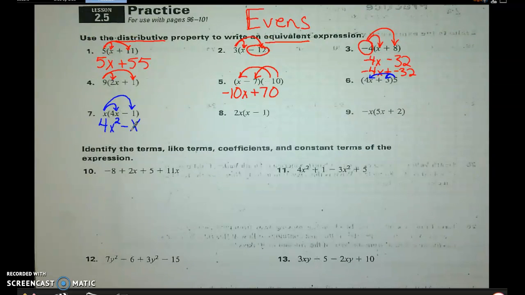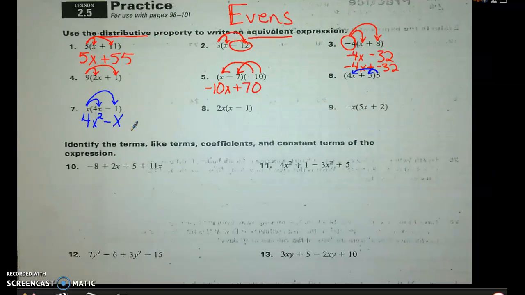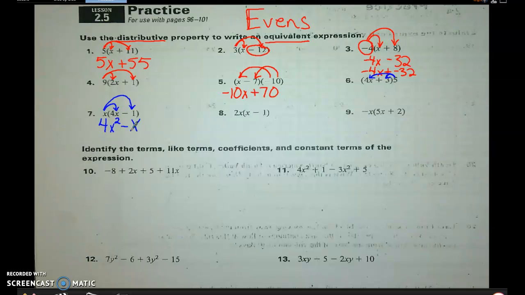Number 8, you're going to go ahead and distribute that. You're going to take that 2x times x, and then 2x minus 2x times that negative 1. Okay? Number 9, we have that negative x. They're stuck together, so I've got to remember to bring that negative with it. Negative x times 5x. That's going to be a negative 5x squared. Negative x times 2. That's going to be a negative 2x, or it could be negative 5x squared plus negative 2x. Both would be equivalent.